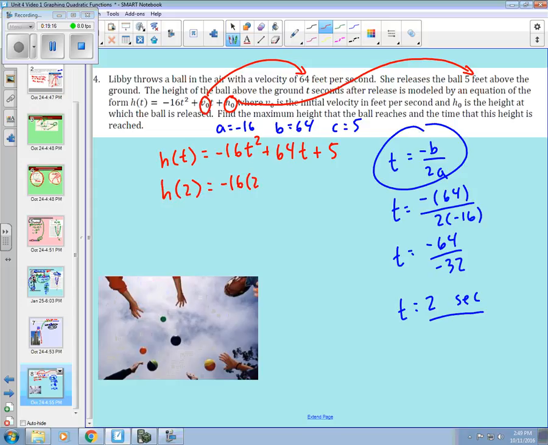So anywhere there's a t, put 2. And if you do that correctly and simplify that or use your calculator to solve that out, you should have gotten that the ball reaches 69 feet. So that would be the maximum height after 2 seconds.